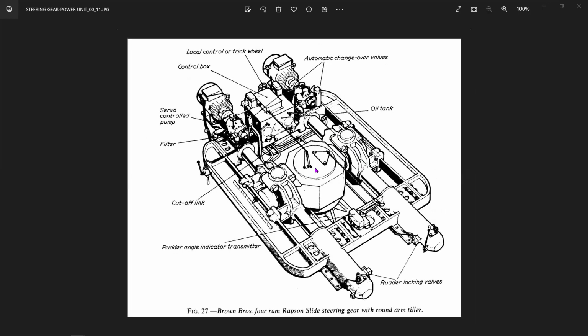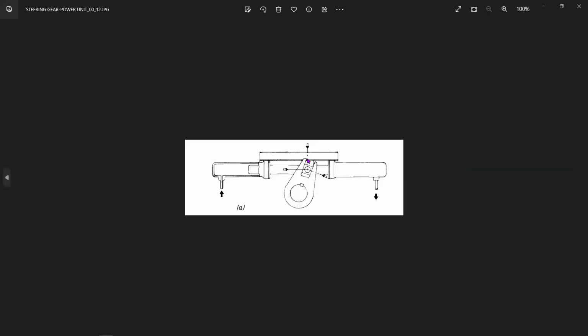What they changed was, they realized that the rams need to be much more solid than your tiller arm. The tiller arm can be of a different design, and your rams need to be solid. So they made the tiller arm forked and the ram solid. That new arrangement is somewhat like this. This is the newer arrangement. That means your ram is one piece.